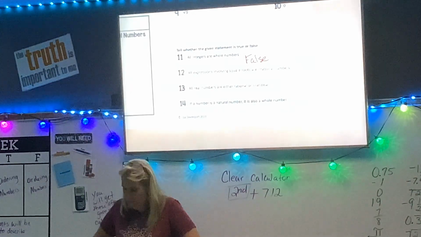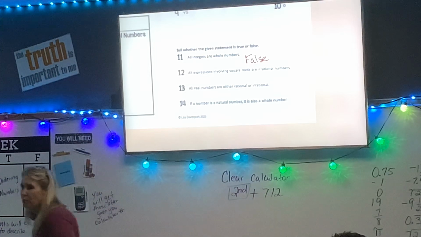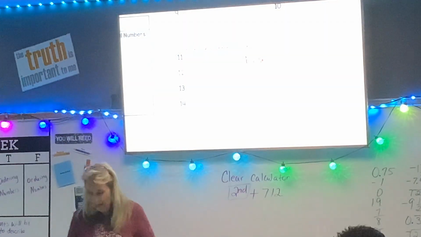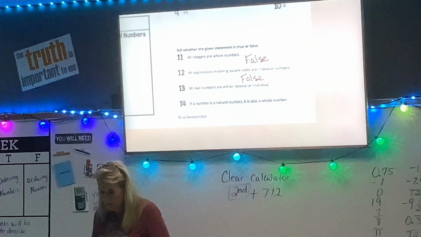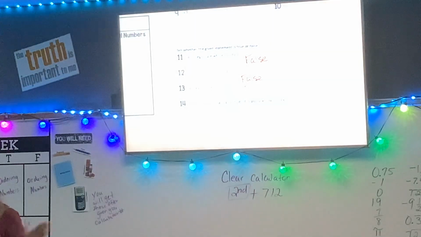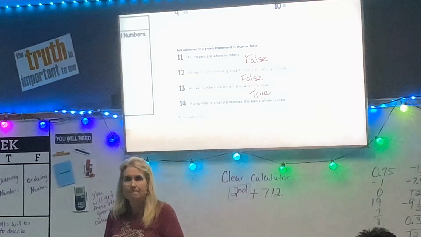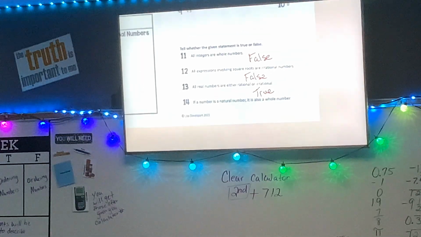Number 12. All expressions involving square roots are irrational. No, because was square root 81 wasn't? It was 9. It was a natural number in disguise. All real numbers are either rational or irrational. Yes, because isn't that the second thing we've got to write after real? So that one is true. And number 14. If a number is a natural number, it is also a whole number. True.